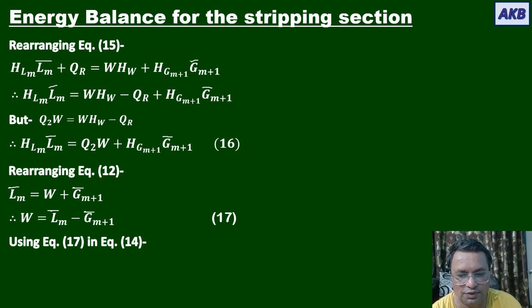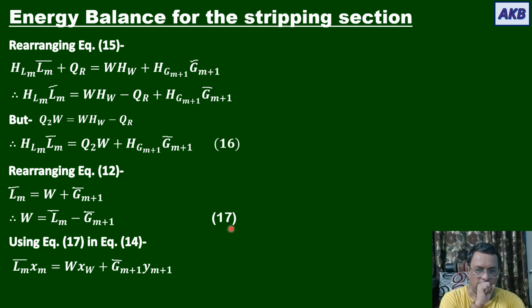Now using equation 17 in equation 14. So we are going to use equation 17 in equation 14. What is equation 14? Equation 14 is L bar M into XM, that is equal to W into XW plus G bar M plus 1 into YM plus 1. This is equation 14. Now we are going to use equation 17 in equation 14.